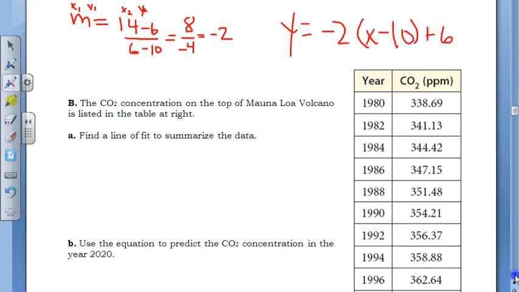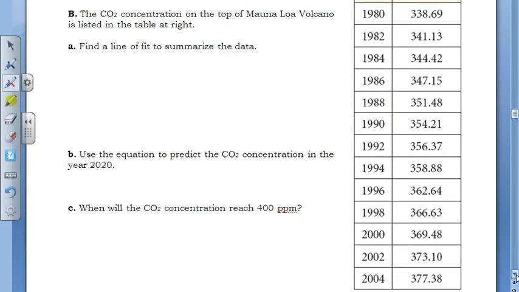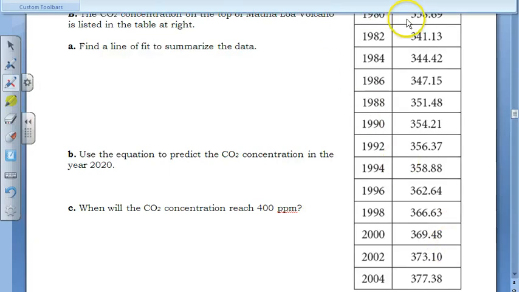Letter B talks about the CO2 concentration on the top of a volcano. We're going to let years represent the x and carbon dioxide represent the y. And I have 1, 2, 3, 4, 5, 6, a whole bunch of points to choose from. When selecting my x1 and y1, I always want to choose the first.